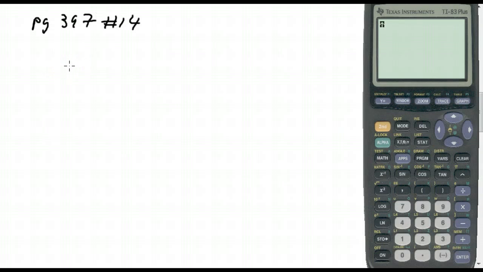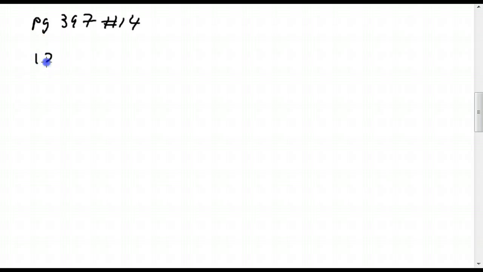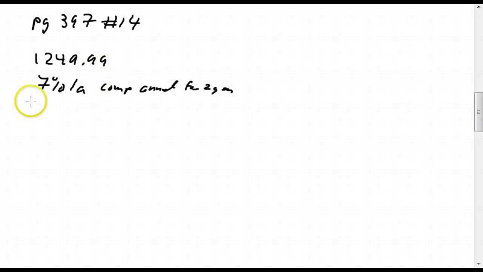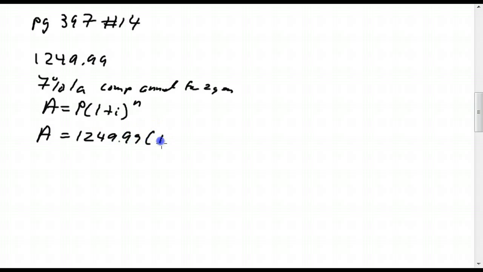Okay, let's do a little finance. Page 397, number 14. Denise got a check for $1249.99 from her employer, and she has two options: 7% per annum, compounded annually for 2 years. So our simplified form of the formula is A equals P times (1 plus i) to the n. So the amount will be $1249.99 times 1.07 to the 2.